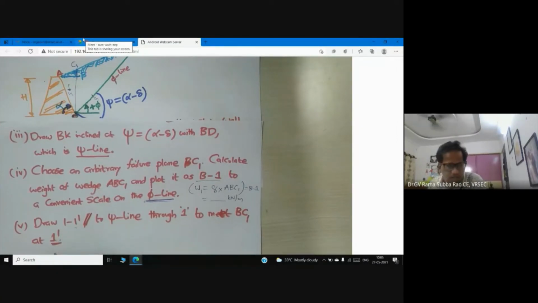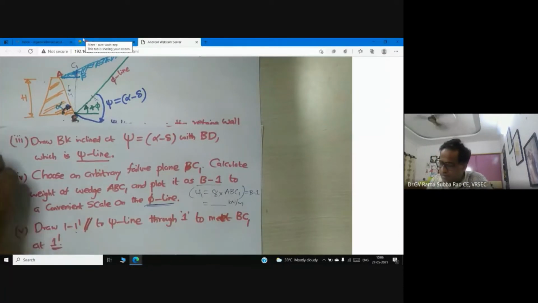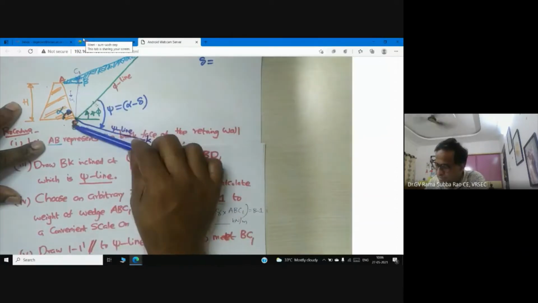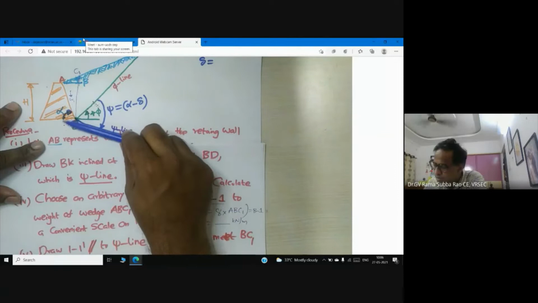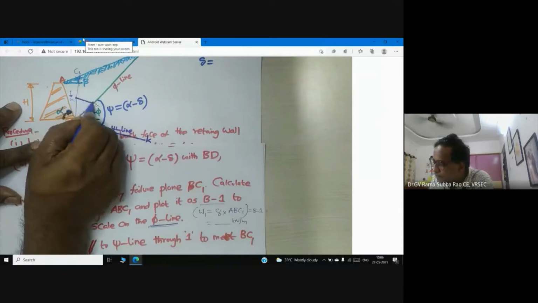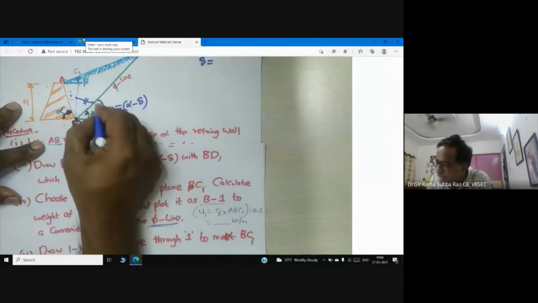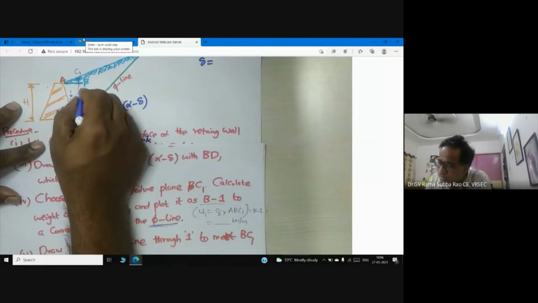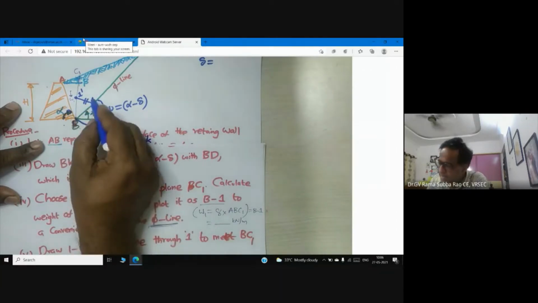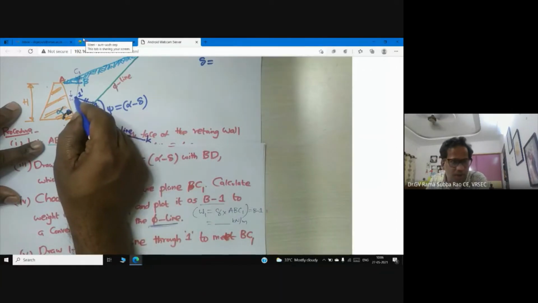So you know that 1 dash is a point on the curve. Now I need to draw a line. So now you see what I'm doing. Here I have the psi line. Hope it is visible. Yes, this is the psi line. Now just move parallel to it. Draw a line 1 dash. So now it is parallel. This 1 dash should cut your arbitrary failure surface. So this is the way we are getting 1 dash. Now 1 dash is a point on the Culmann's curve.